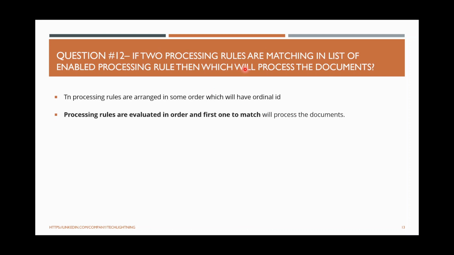If two processing rules are matching in the list of enabled processing rules, which one will pick up and process your document? For example, I have two processing rules matching my incoming document. When we create a processing rule, you will have something called an ordinal ID, so they are ordered in some manner and get evaluated in the same order. Whichever matches first will process your document. So even though multiple processing rules match the condition, it will take the first one which matches, and it will execute that particular rule.